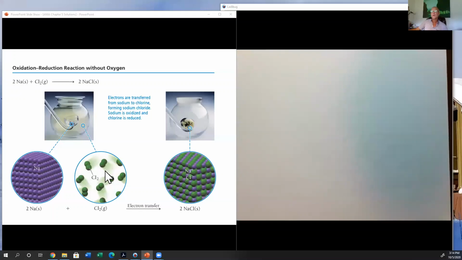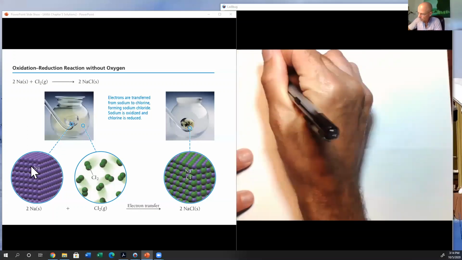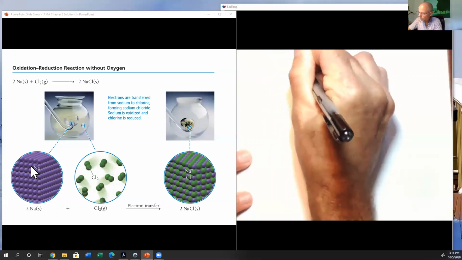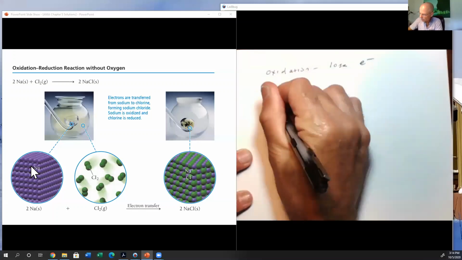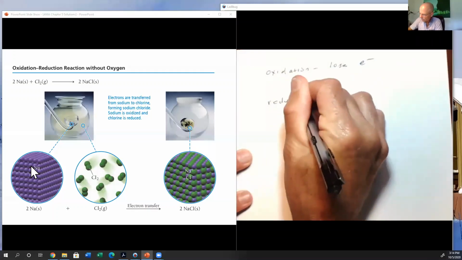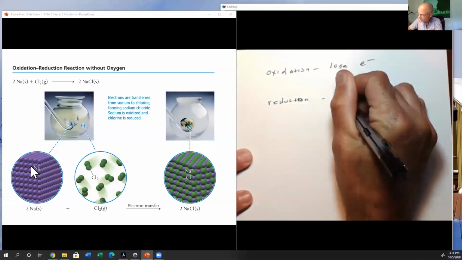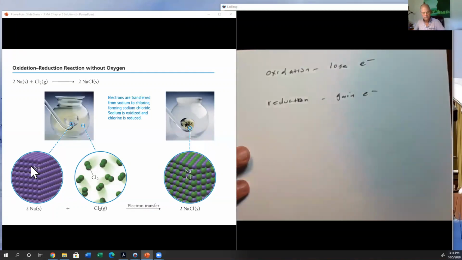So for example, when sodium reacts with chlorine, sodium will give an electron to chlorine. We say that sodium is oxidized. Oxidation is the loss of an electron. Reduction is the gain of an electron. In this case, sodium gives an electron to chlorine, and that becomes a positive ion. Chlorine becomes a negative ion, and they attract each other through that ionic attraction.